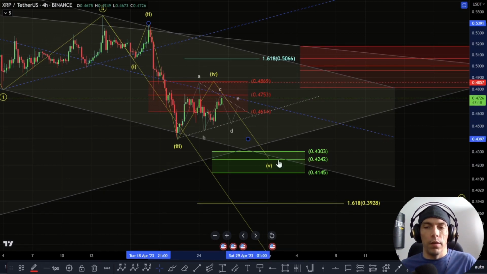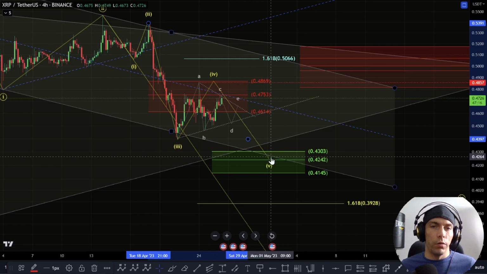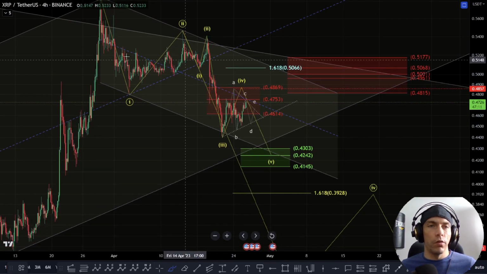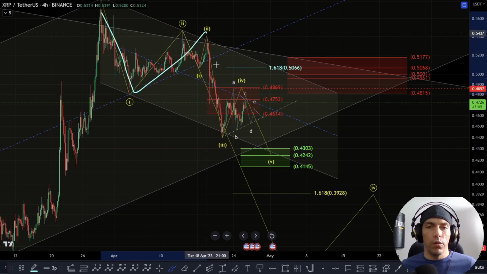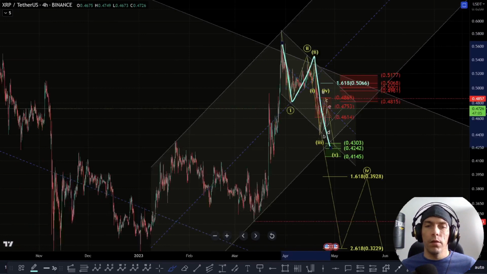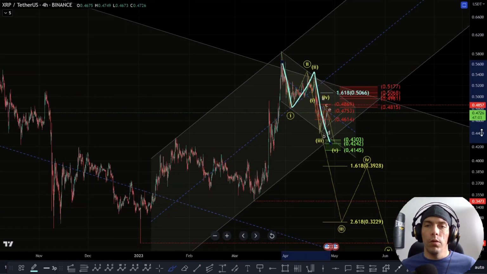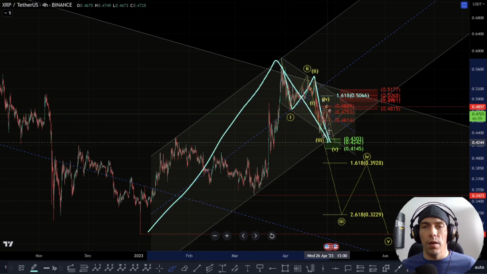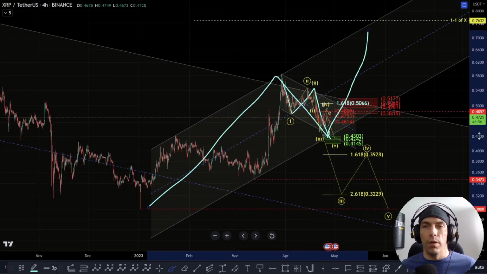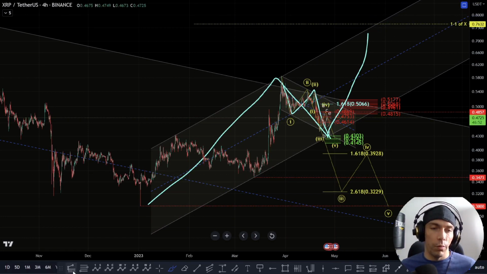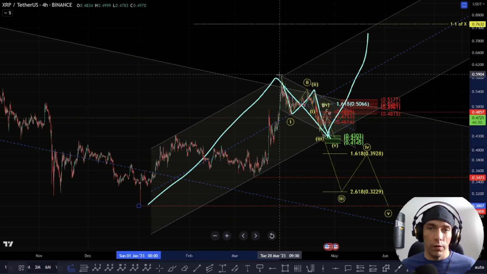And this would then mean that we have this potential to drop down one more time. If we do drop down one more time here, this would actually clean the structure up quite a lot, because we could just have a simple ABC pattern. If we have an ABC pattern to the downside here into this point, what this could mean is that this move to the upside is not completed. This could become an A, a B, and we could still see some upside play out here and potentially look to target out this 1-to-1 of the previous X wave, which is sitting up here towards 76 cents.